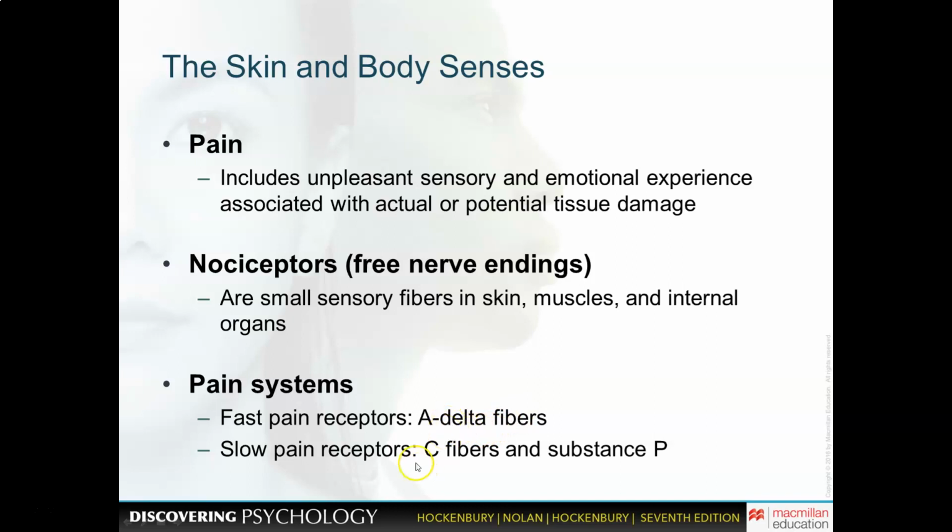But then later on, after you got yourself burned, it's still kind of a hurty feeling. You know what I mean? You might have a throbby, hurty feeling. And that is actually your C fibers. Don't worry about substance P, just C fibers. And that is our slow pain receptors. That is when we feel pain later on. We tend to still ache after we were injured.